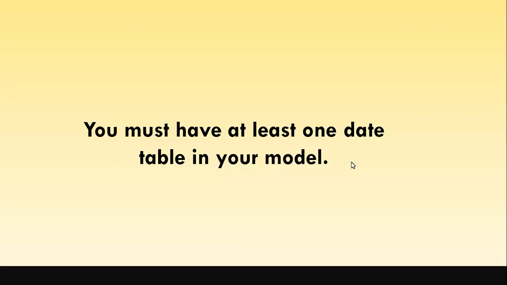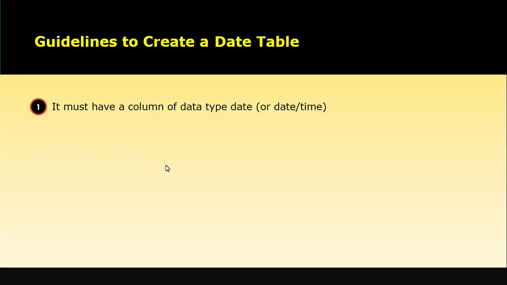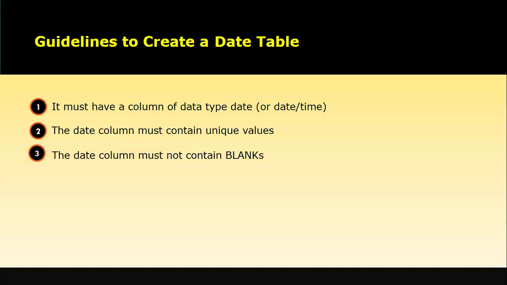Okay, you must have at least one date table in your model. But what are the guidelines to create a date table? Can I blindly create a date table? You need to have a column of the data type date. You need to have a date column in your table. That should be either a date data type or date time data type. The second rule is the date column must contain unique values. The date column should not contain duplicate values, should contain only the unique values.